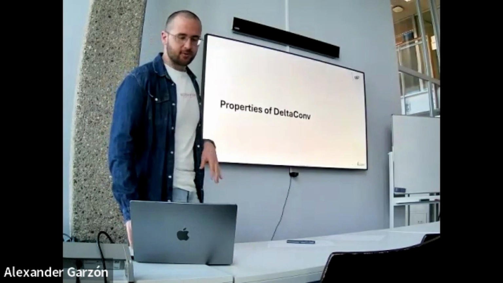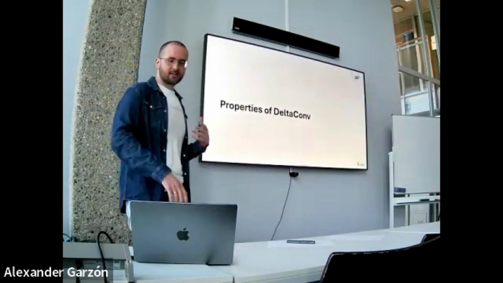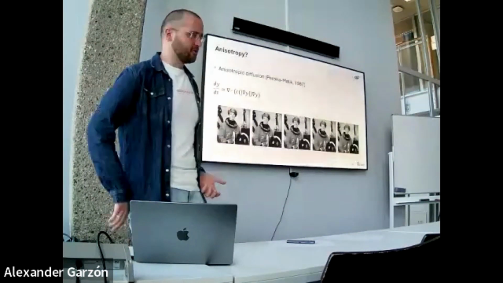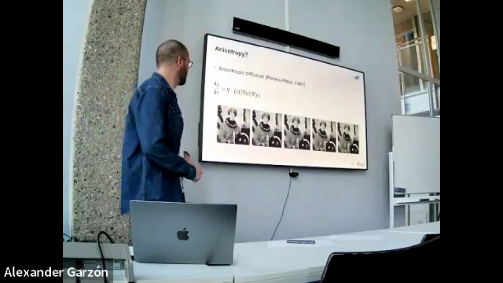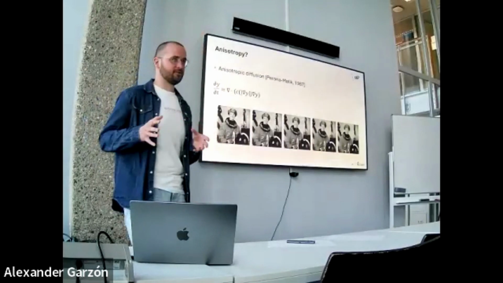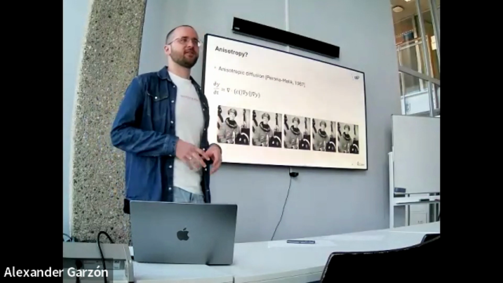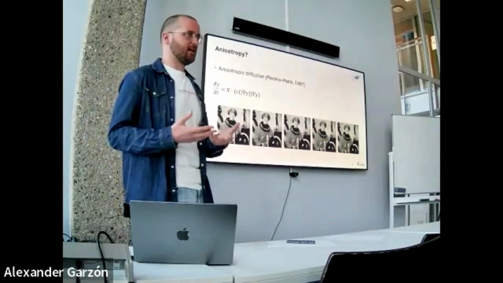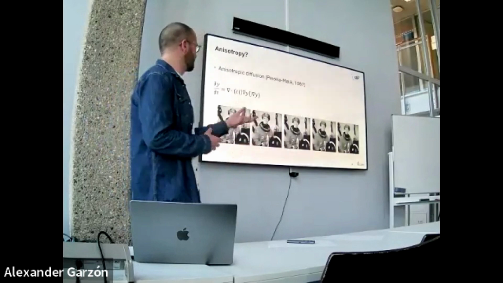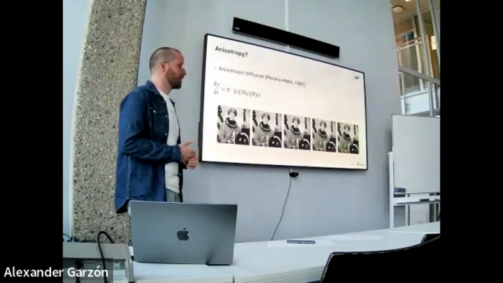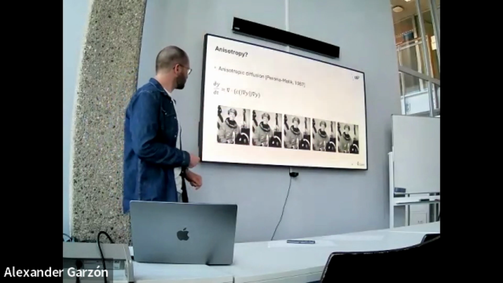Now let's go back to the properties that we wanted. We wanted some form of anisotropy. If you're familiar with anisotropic diffusion, this is a good example of showing that DeltaConv can approach this type of anisotropy, by showing that it can approximate anisotropic diffusion. Now, what is anisotropic diffusion?